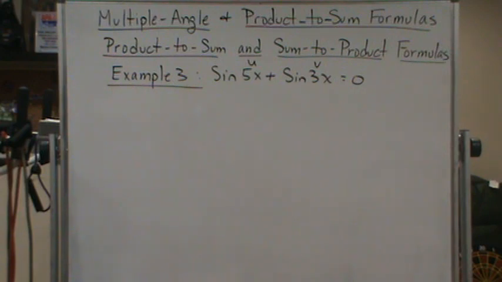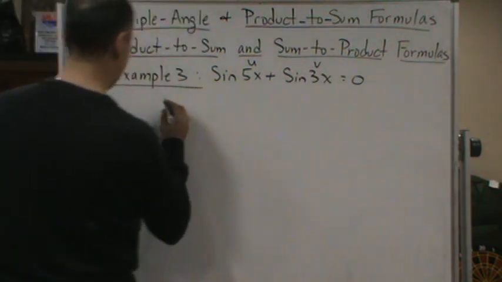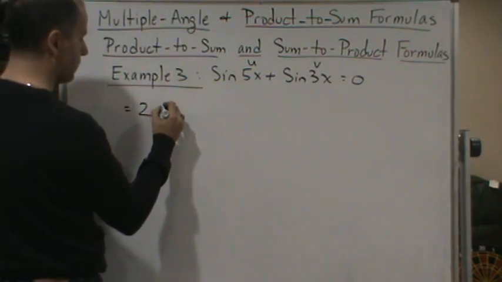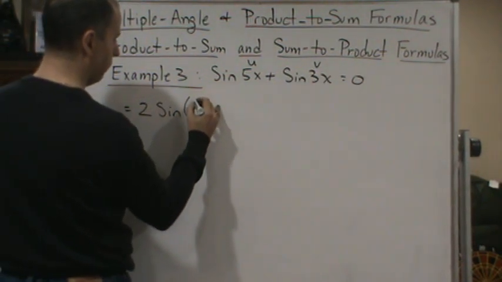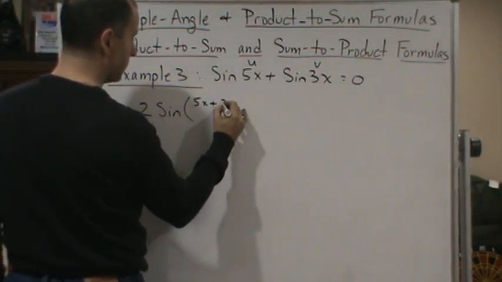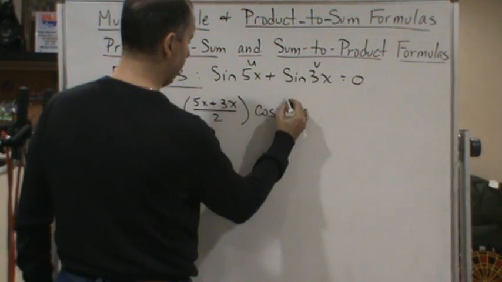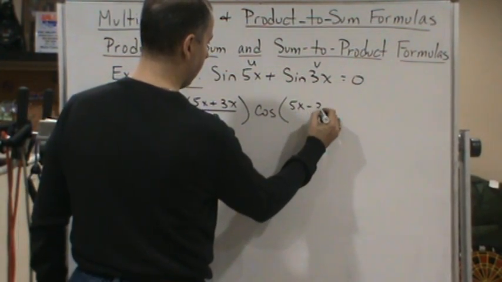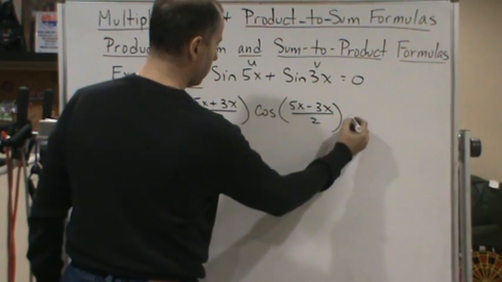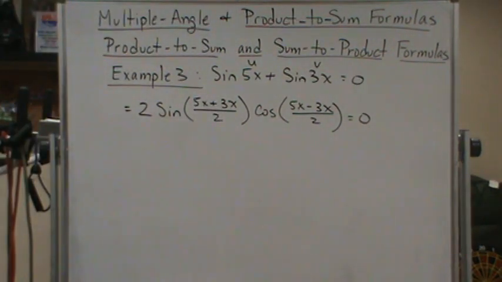Okay, so remember, when you use sine plus sine, you've got to use 2 times the sine of the sum, and then times cosine of the difference. So it's 2 times sine, and then cosine. So it's going to be 2 times sine of (5x plus 3x) over 2, times cosine of the difference, which is (5x minus 3x) over 2, is equal to 0.